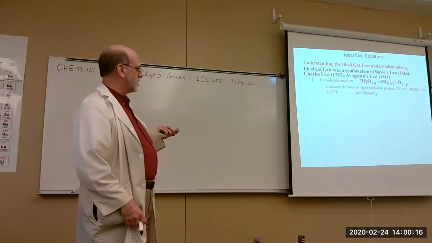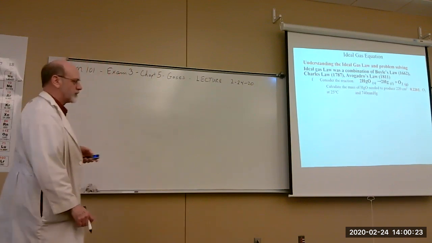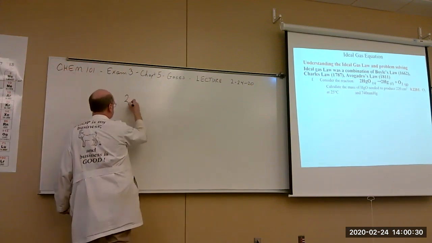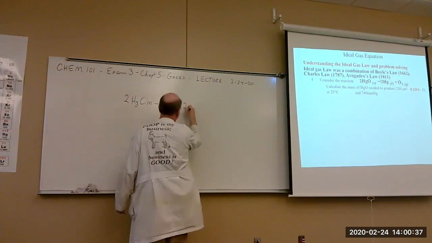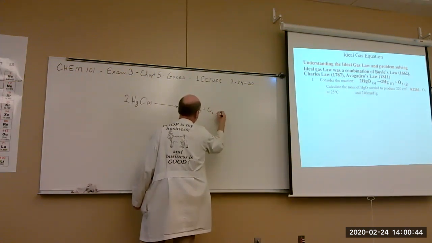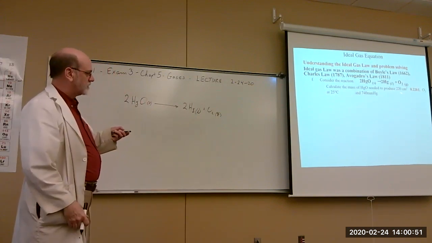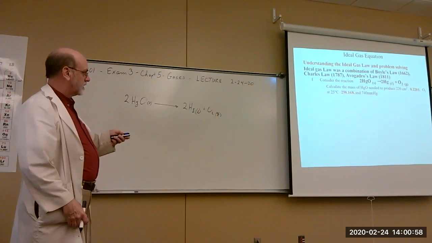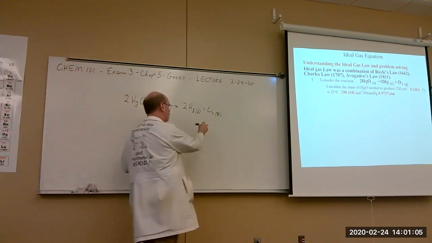So calculate the mass of mercury 2 oxide needed to produce 220 cubic centimeters of oxygen at 25 degrees and 740 millimeters of mercury. That sounds like a mouthful, but it's really simple, as long as you have a balanced equation. In this volume, in liters, and this temperature, which we convert to Kelvin, and that pressure, which we convert to atmospheres, now we can find out how many moles of oxygen there are.